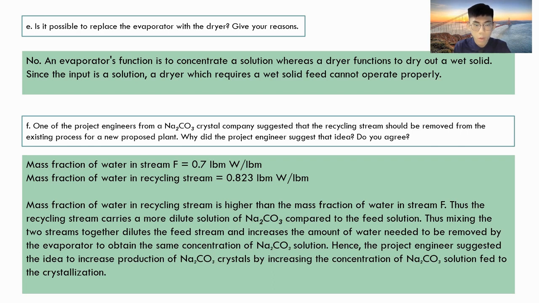whereas the mass fraction of water in stream F is 0.7 pounds of water per pound. Since the mass fraction of water in the recycling stream is higher than that in stream F, the recycling stream carries a more dilute solution of sodium carbonate as compared to the feed solution, and thus mixing the two streams together dilutes the feed stream and increases the amount of water needed to be removed by the evaporator to obtain the same concentration of sodium carbonate solution. Hence, the project engineer suggested the idea to increase production of sodium carbonate crystals by increasing the concentration of sodium carbonate solution fed to the crystallization process.